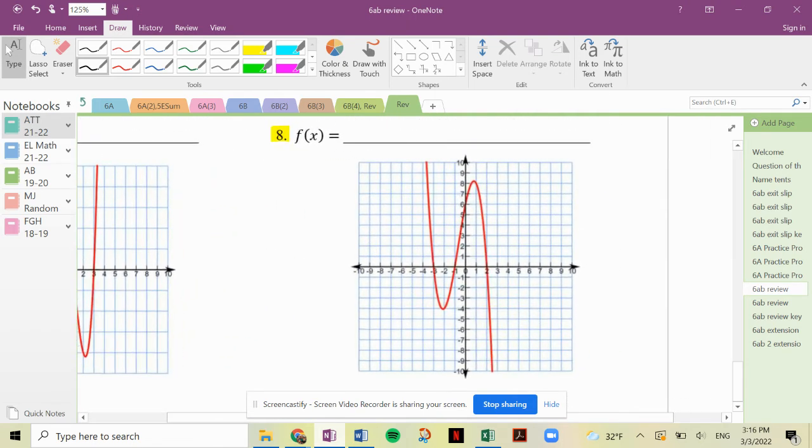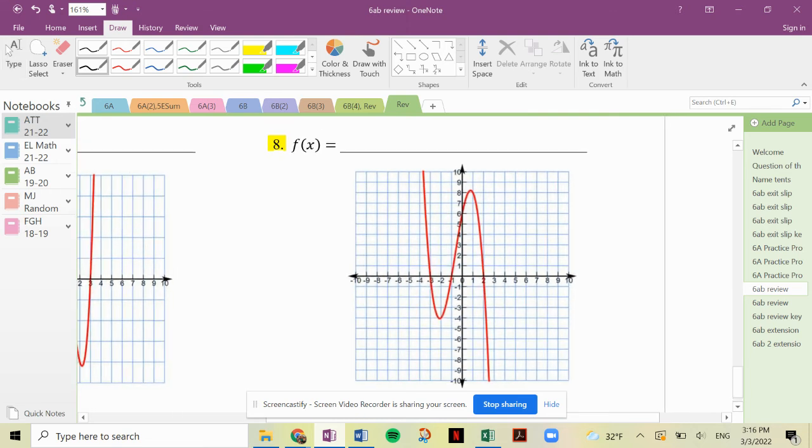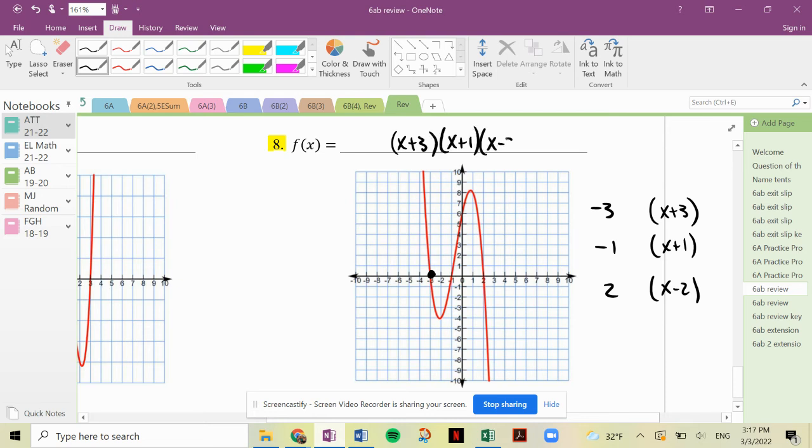So writing an equation, same kind of process. I think, well, what are my x-intercepts? I see them at -3, -1, and 2. That means my factors are going to be x plus 3, x plus 1, and x minus 2. So I'm going to put those in there as part of my equation. These are all multiplied together because I'm writing this in factored form.